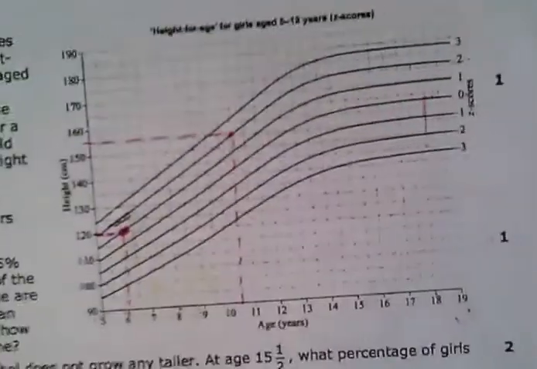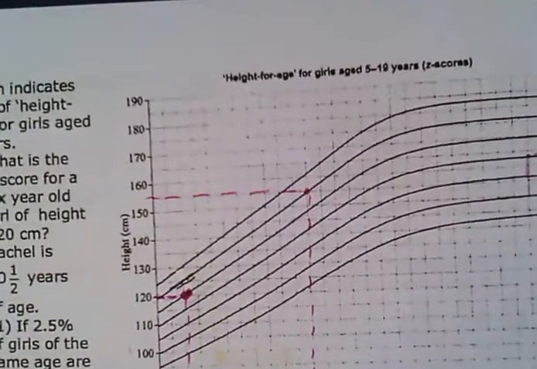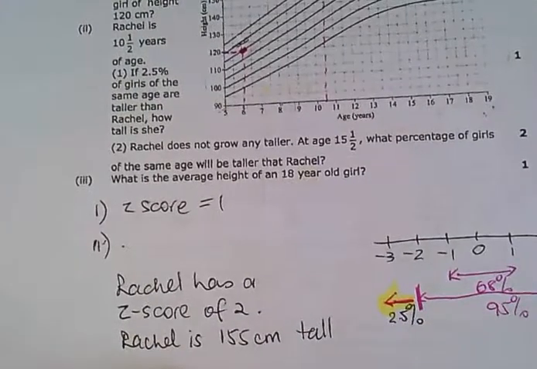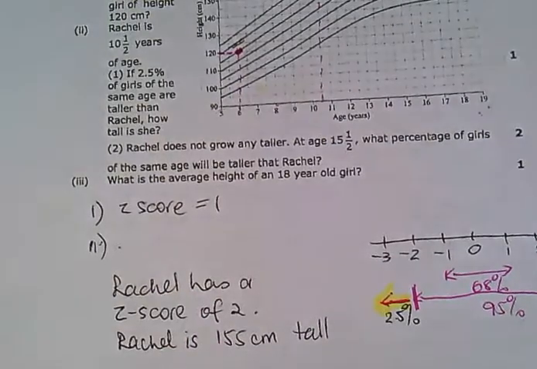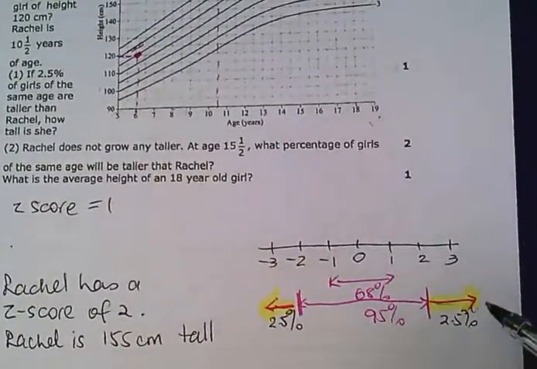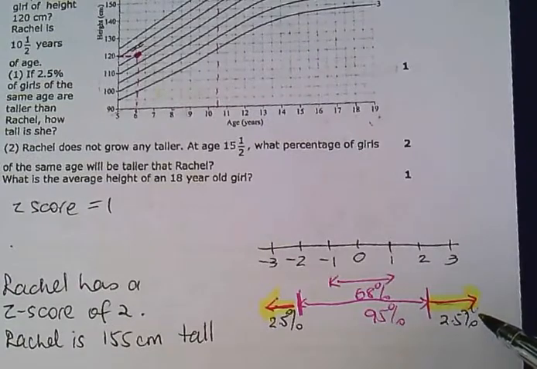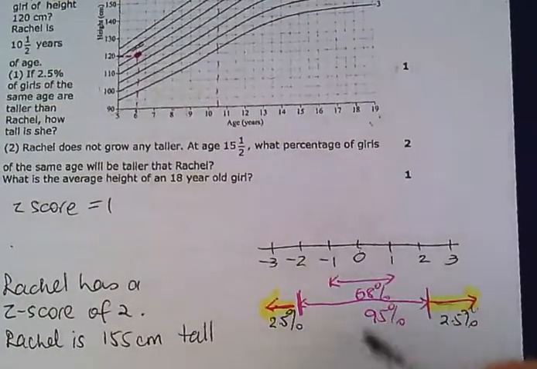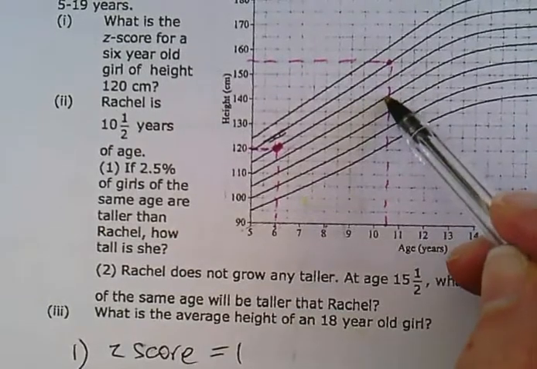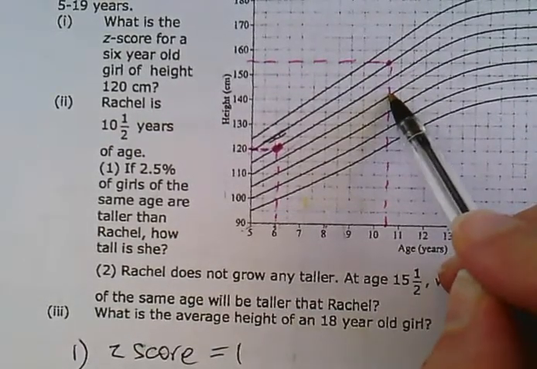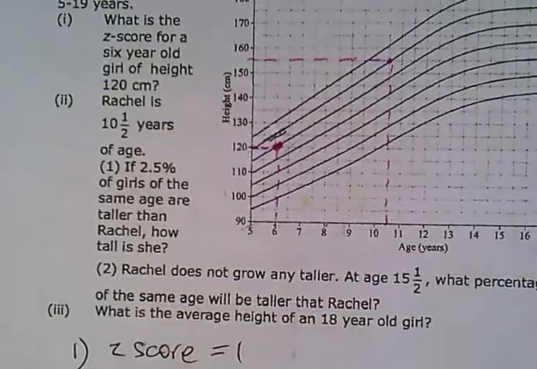So, how tall is Rachel? 155 centimeters. So, Rachel is 155 centimeters tall. She's got a Z-score of 2 because only 2.5% of the population are taller than her. Of course she's tall. She's not like the average kid. The average 10.5-year-old, let's have a look. Z-score 0. The average 10.5-year-old is just over 140 centimeters, 143.